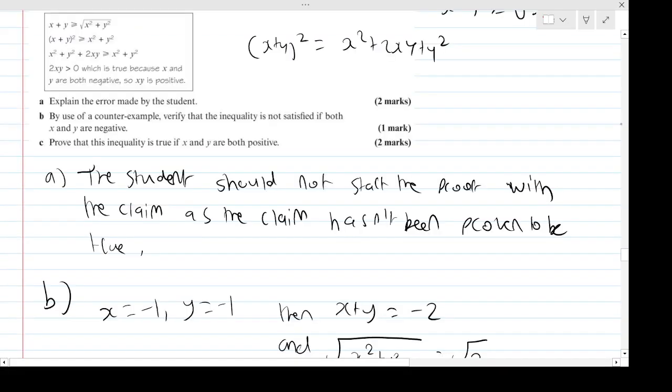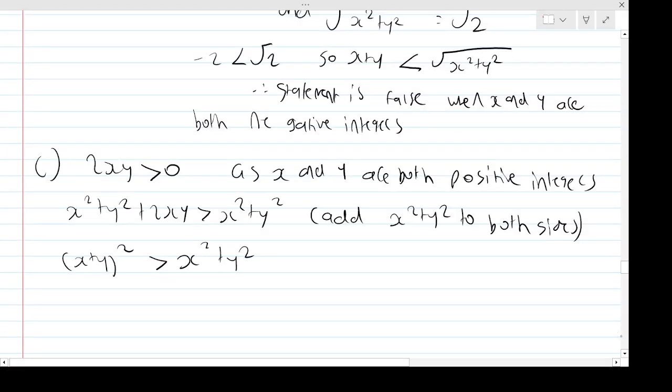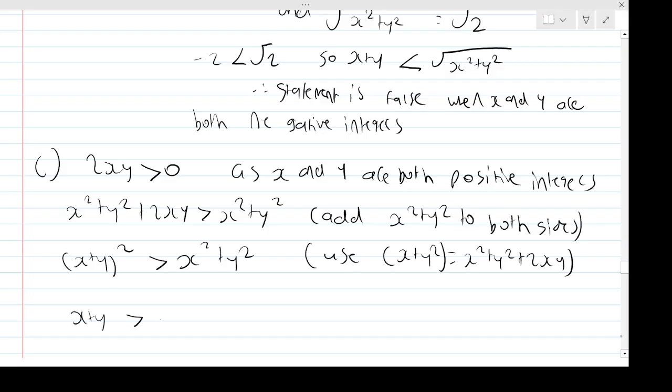Cool. Okay, but then what have they done here to here? Well, then we can square root both sides, right? I should probably say here they use x plus y squared is equal to x squared plus y squared plus 2xy. Then we're going to square root both sides. So then x plus y is greater than the root of x squared plus y squared.